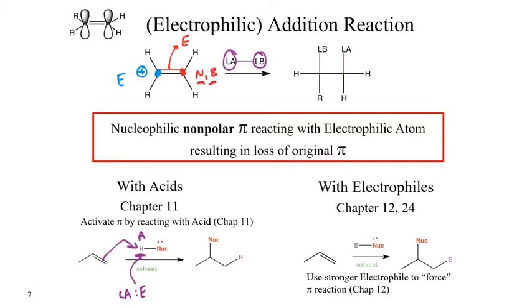And then he shifts to chapter 12, where now when we run that reaction, it's reacting very specifically with the electrophile, not a hydrogen. Both of these cases require relatively strong things. So we're going to need strong acids in chapter 11, and we're going to need good electrophiles in chapter 12 to force those reactions to occur.